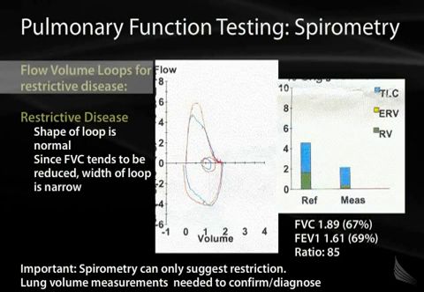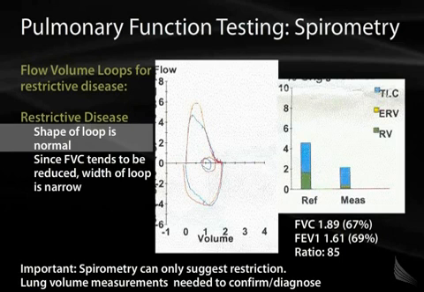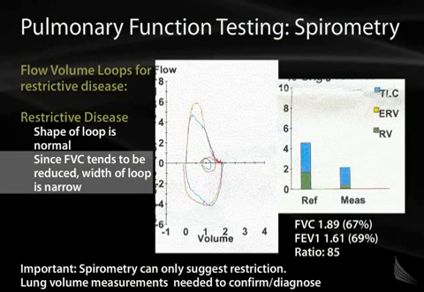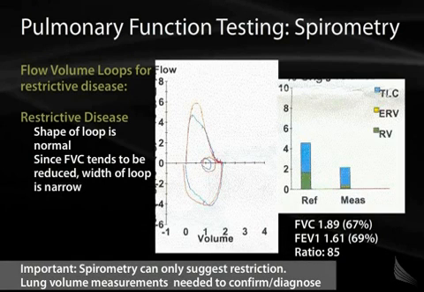The flow volume loops for restrictive diseases should look pretty normal. The only thing you might see is that because the total forced vital capacity is lower, that graph might actually be narrower. The shape of the flow volume loop might actually be a little bit narrow. And just to drive home this point again, we can suggest restriction based on spirometry, but to confirm it, we need to measure lung volumes.